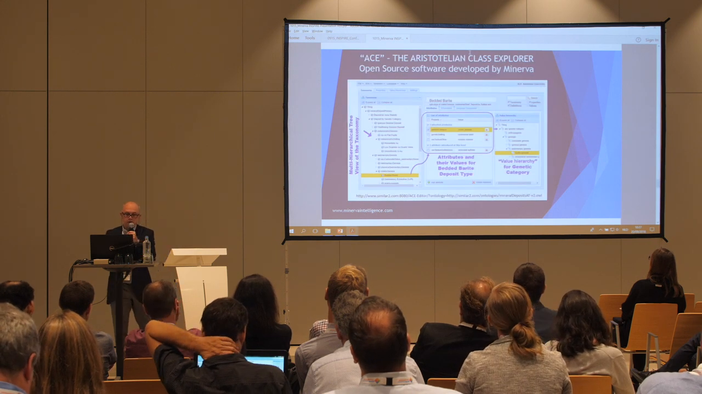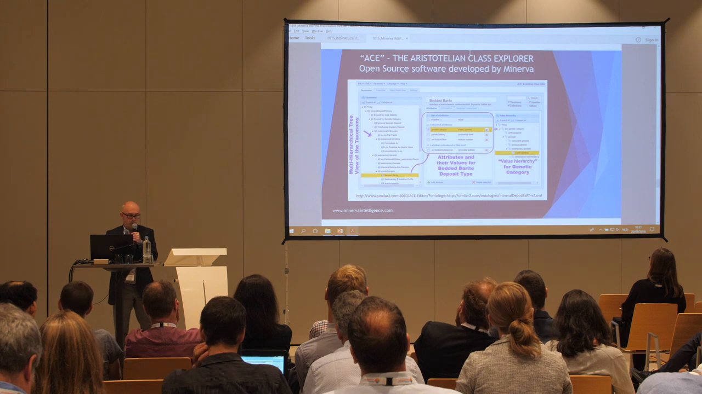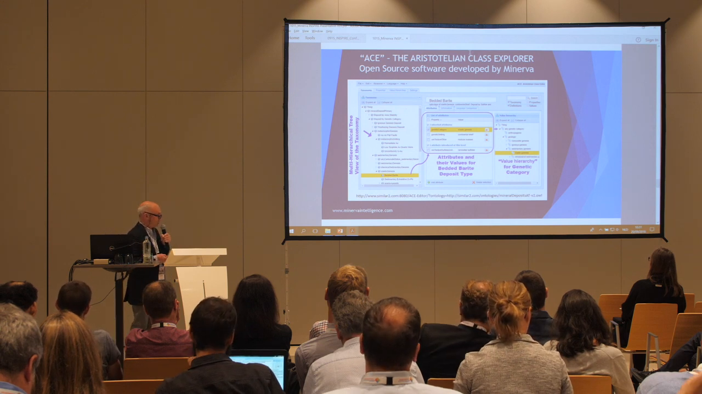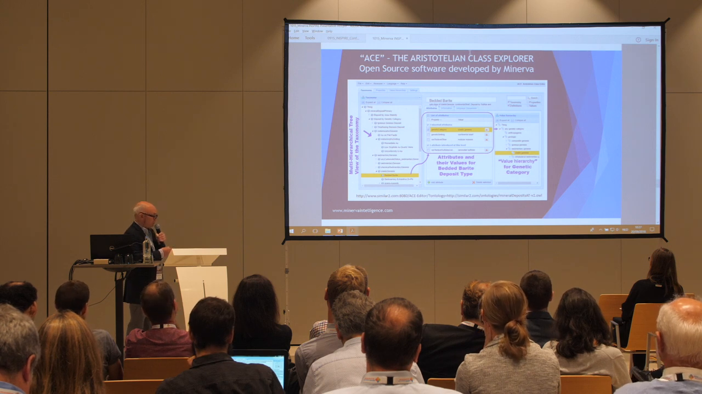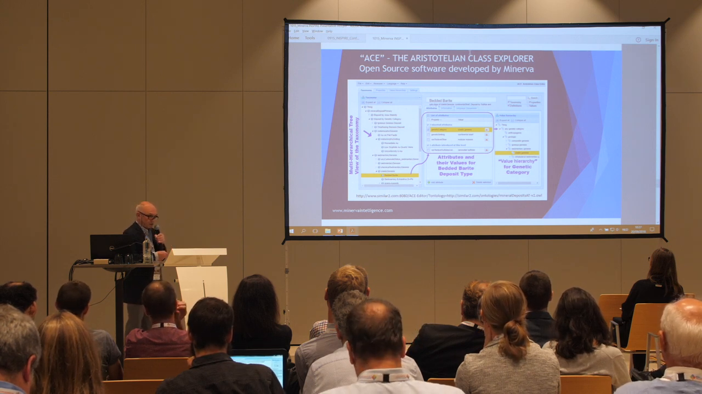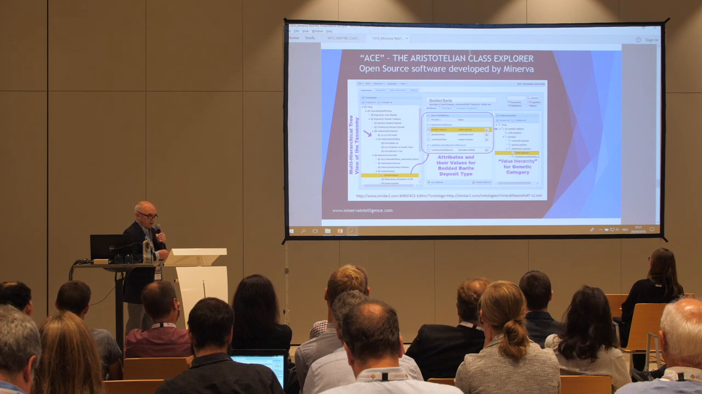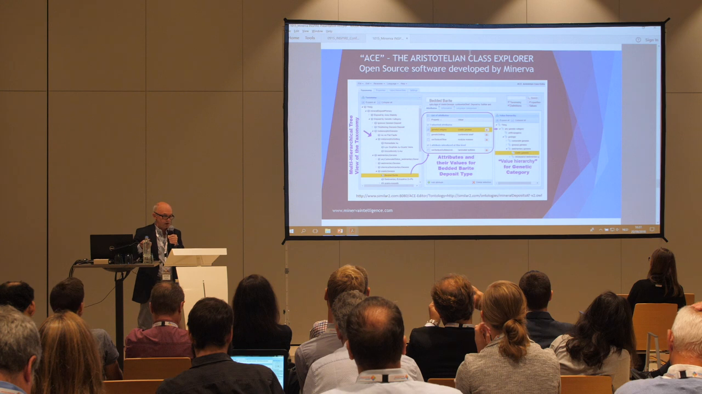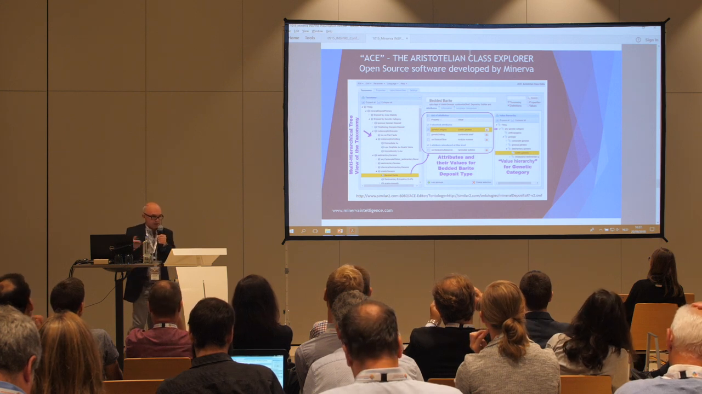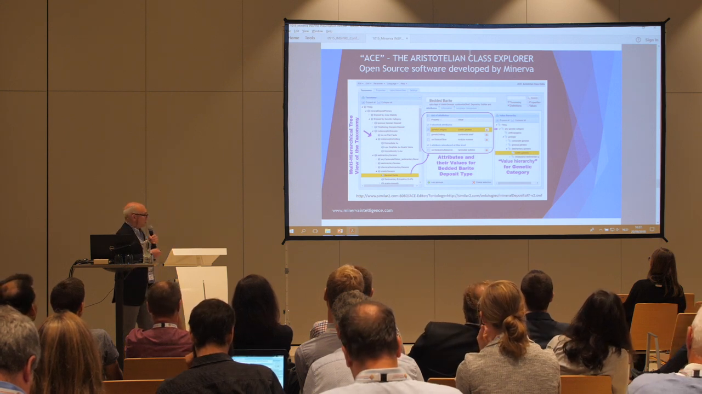So this is what the Aristotelian Class Explorer looks like. It makes it much easier for a domain expert. He can come in and drill down his final taxonomy, in a multi-hierarchical way, starting with any attribute. If you're in geology, you can start with genesis of the rock type or texture or chemistry. It's multi-hierarchical.